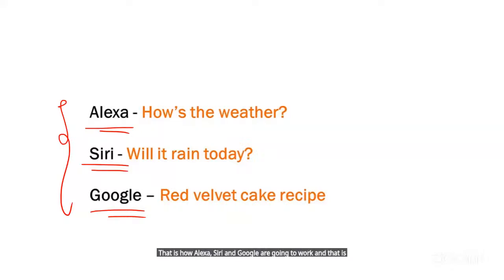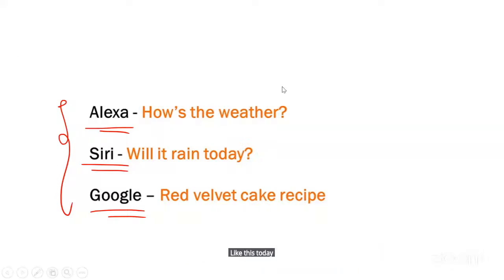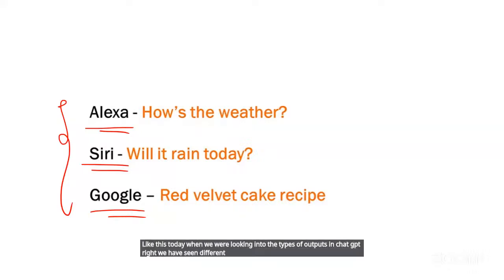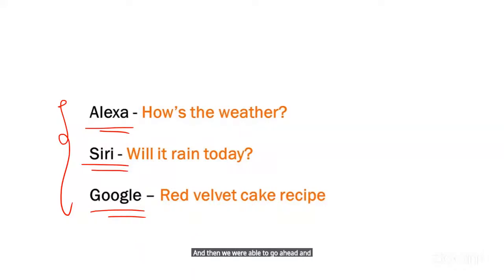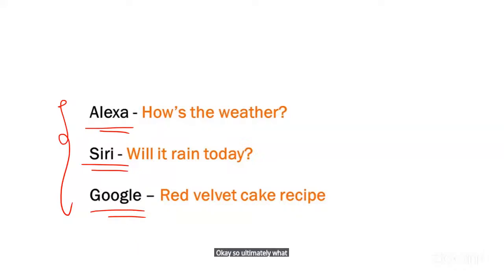Yesterday, you remember when we were looking into the types of outputs in ChatGPT, we saw different types of outputs available, like a scorecard. And then we were able to see XML, YAML, UML, and we were able to generate all the content. All of those are prompts only, like writing a Python code. Those are all prompts.